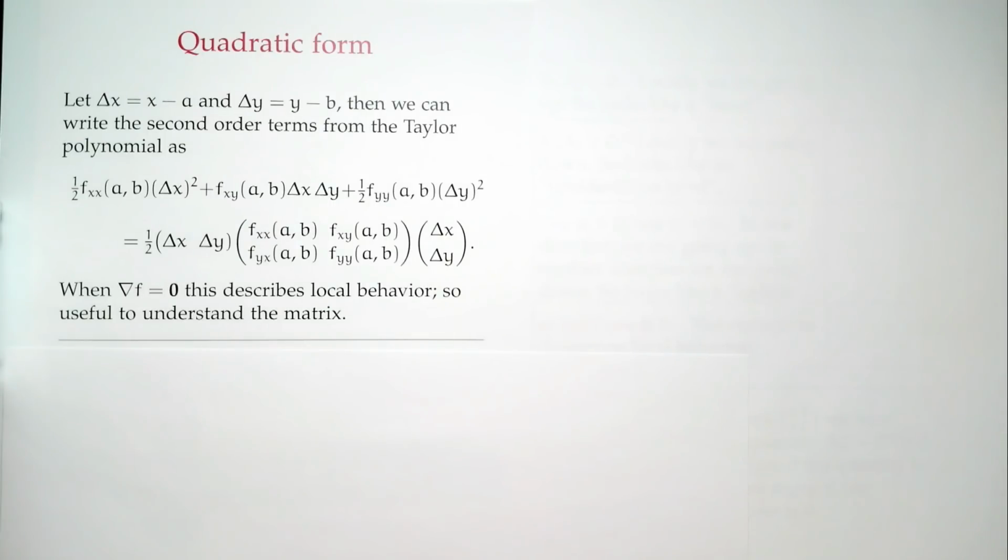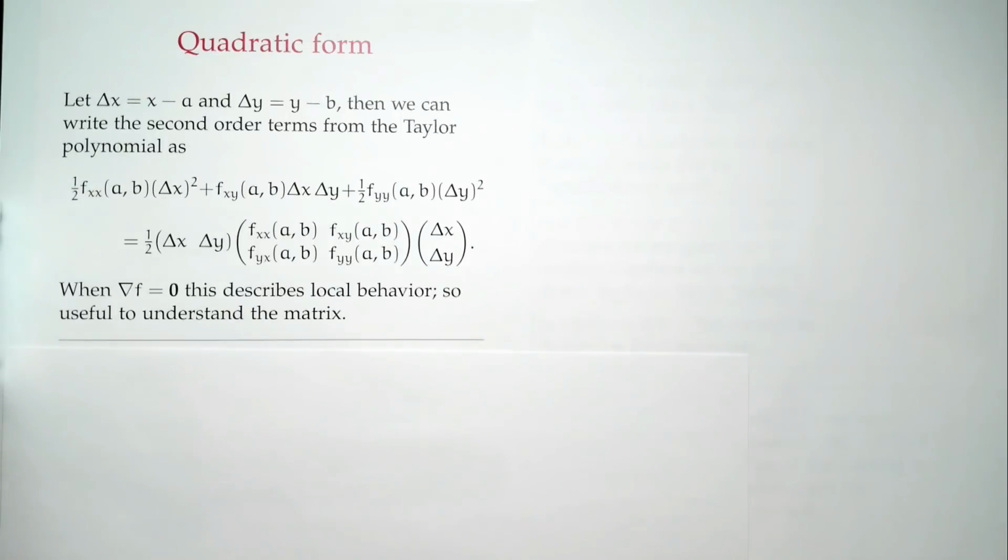So why do we care about this particular thing? Well, the answer is, if I'm at a place where my gradient is 0, the f sub x and f sub y terms are gone, because they're 0. So that means that this thing is determining my behavior. So I want to understand it.